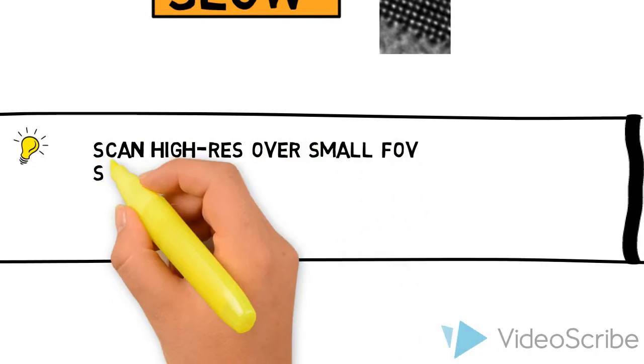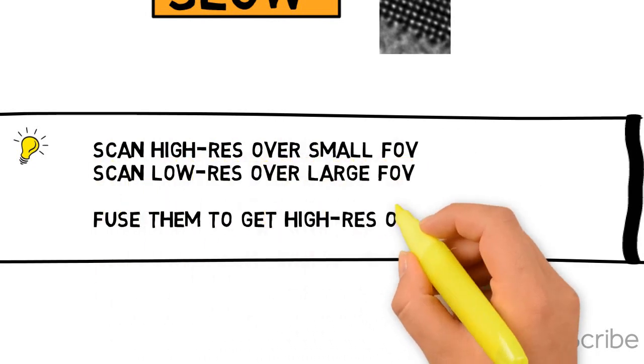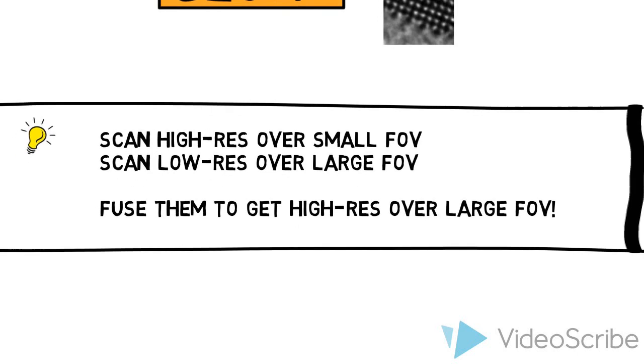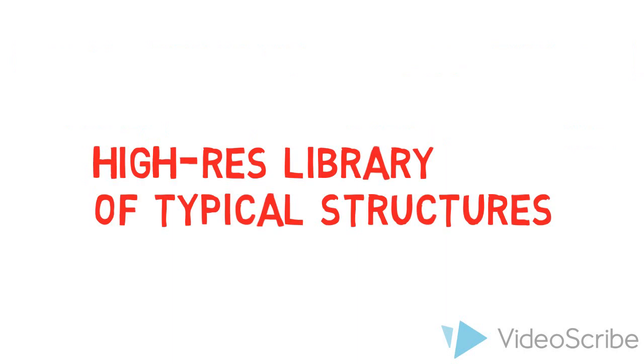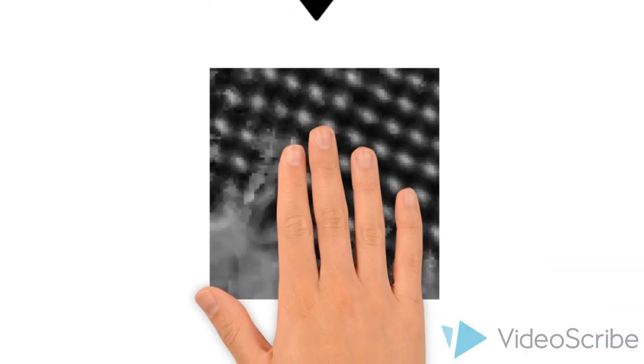Here's a thought. Why don't we take a high-resolution scan over a very small field of view and a low-resolution scan over the entire image and fuse them to get a uniformly high-resolution image, bringing us to multi-resolution data fusion, or MDF. We begin MDF by acquiring a high-resolution library of typical structures, like this and this, and a low-resolution scan, which is scanned really fast over the full field of view, and then we combine them to form a beautiful image that's high-resolution.